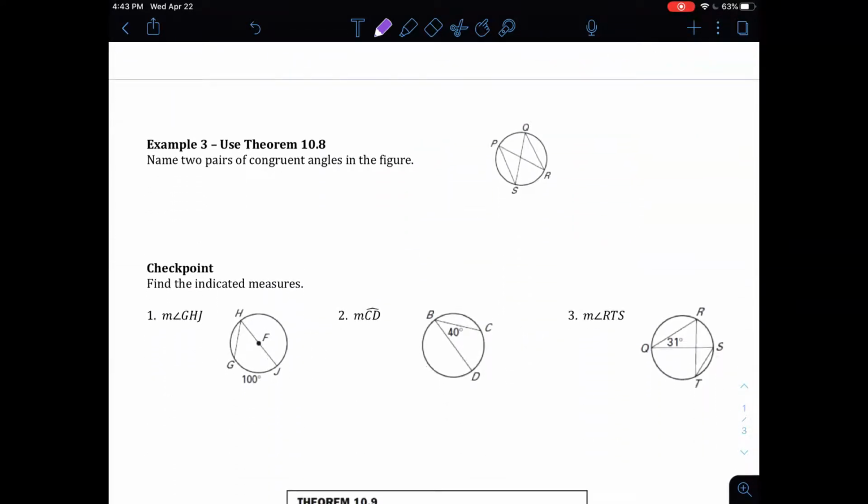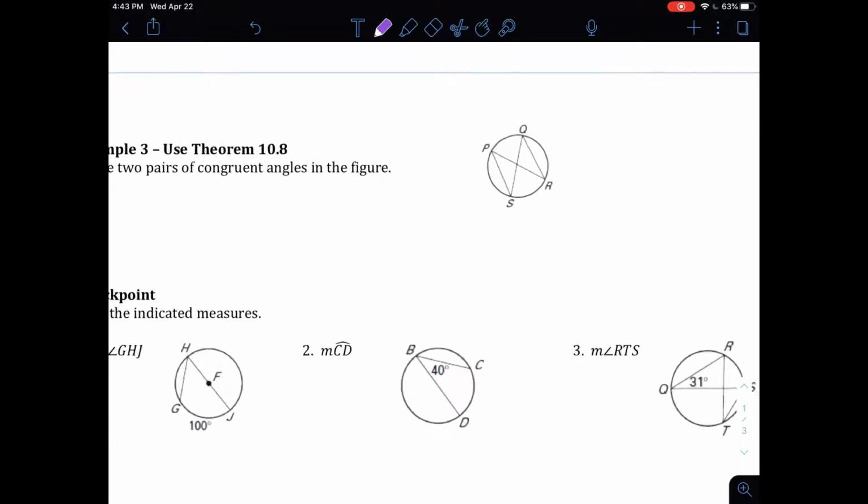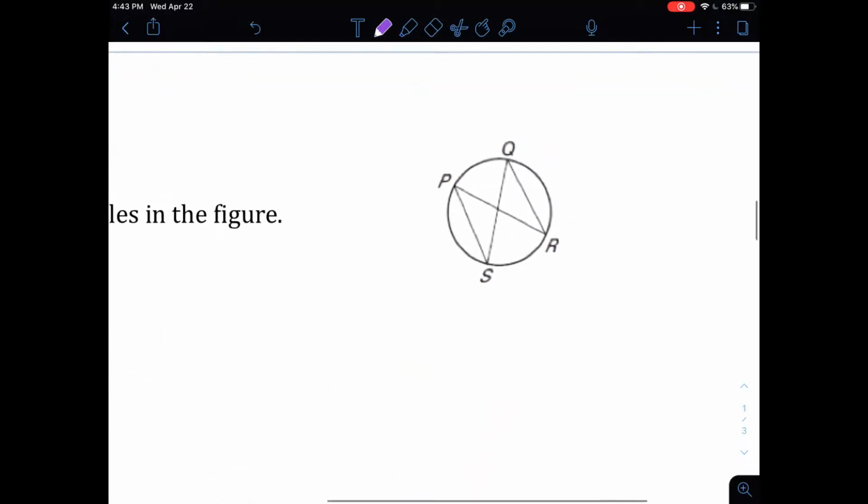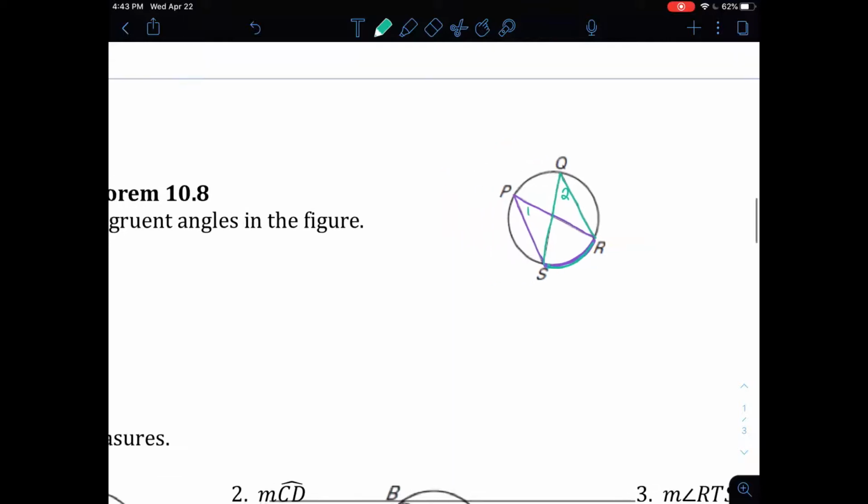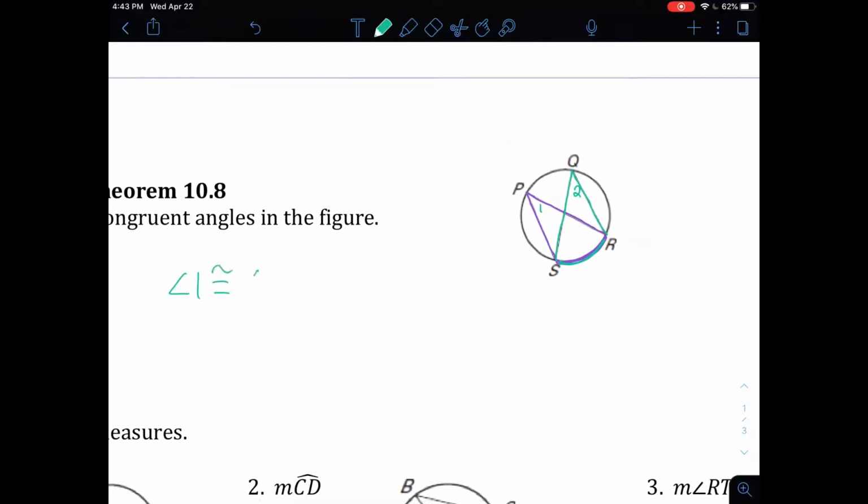It says name two congruent angles in the figure. All right, well, let's highlight this arc first. So we have this arc right here. And I'm going to highlight a couple angles here. So there's one angle. Can you guys name the other angle that's going to be congruent to angle SPR? Hopefully you said RQS or something like that. If we go like this, do you see how both these angles, angle 1 and 2, are both going to intercept this arc? So we can say that angle 1 is congruent to angle 2.